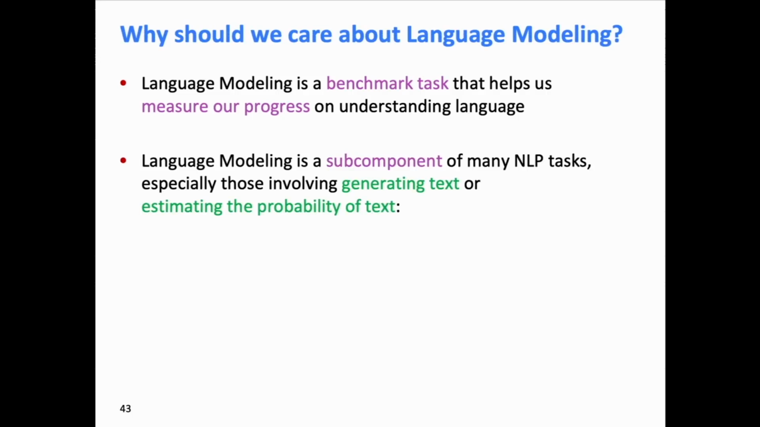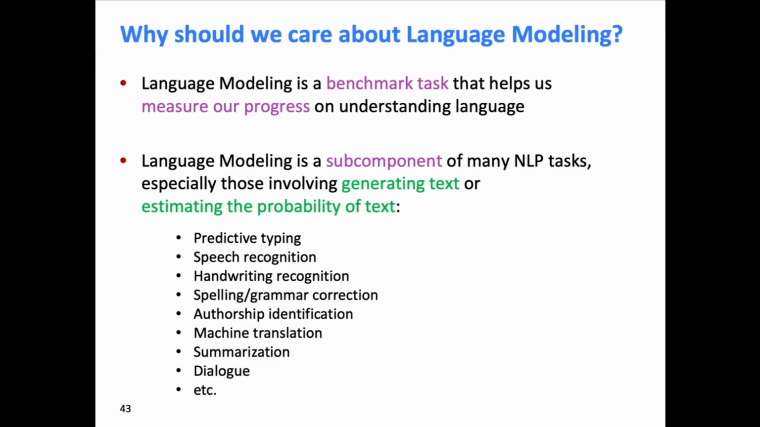So another more tangible reason why you might care about language modeling is that it's a subcomponent of many NLP tasks, especially those which involve generating text or estimating the probability of text. So here's a bunch of examples. One is predictive typing. That's the example that we showed at the beginning of the lecture with typing on your phone or searching on Google. This is also very useful for people who have movement disabilities because there are these systems that help people communicate using fewer movements.